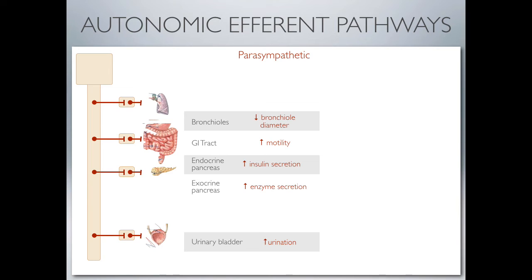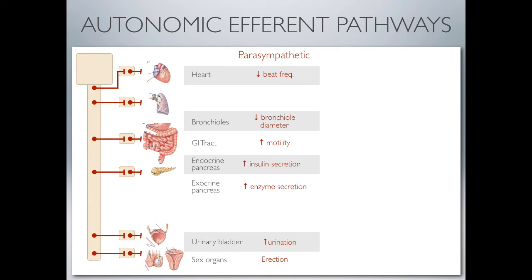Okay, another example of parasympathetic activation is in the bronchioles. So there tends to be a reduction in bronchial diameter that creates more resistance to airflow. Your heart rate tends to be depressed. Okay, so that's through parasympathetic pathways to the autorhythmic cells in the heart. The sex organs are mediated by parasympathetic pathways. They're responsible for erection.